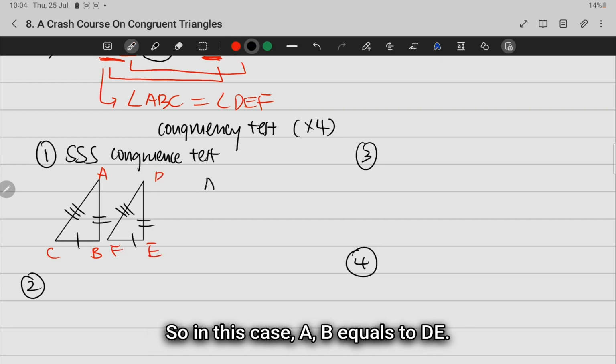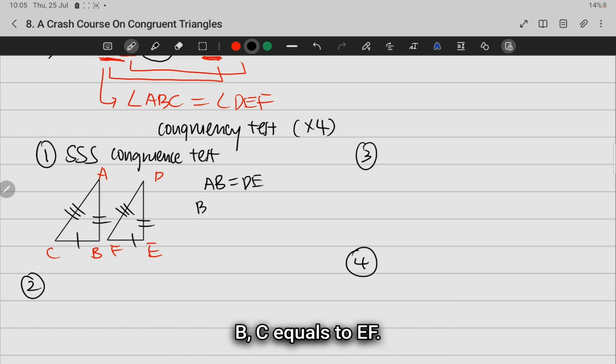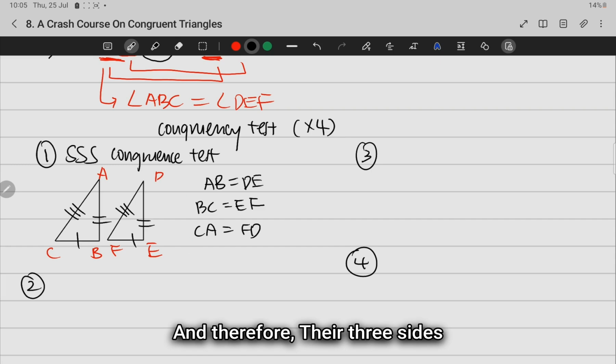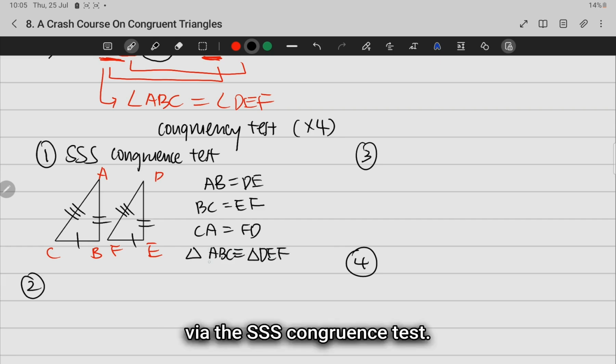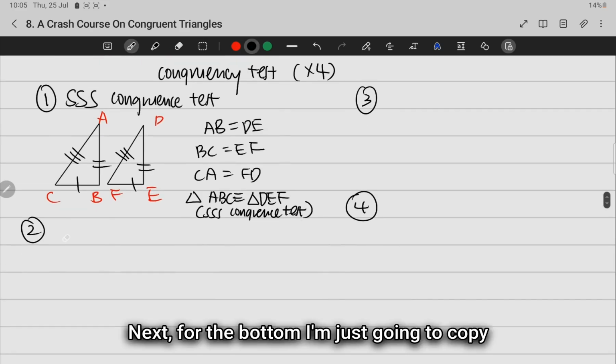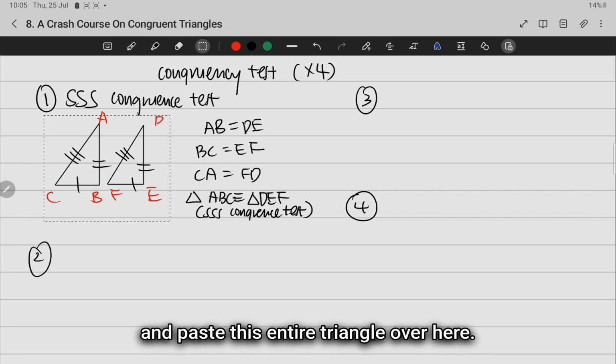So in this case, AB equals DE, BC equals EF, CA equals FD, and therefore their three sides are equal, and therefore these two triangles are congruent via the SSS Congruence Test. This is exactly how you present your working as well. Okay, next, for the bottom, I'm just going to copy and paste this entire triangle over here.